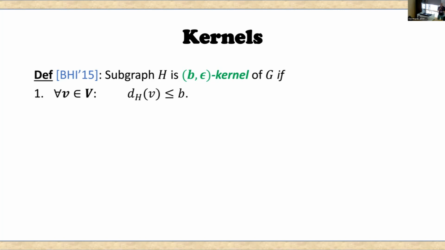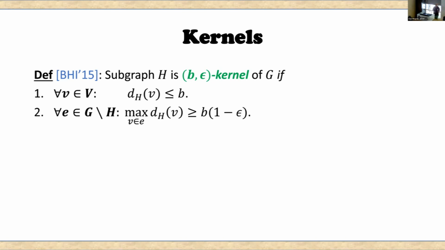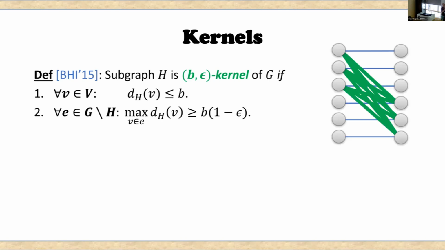And on the other hand, for every edge we decided not to take into the kernel, into the subgraph, we want that at least one of its endpoints essentially has this constraint tight, up to some slack parameter. That's what's written here, in maybe too much notation. Every edge in the graph, but not in the kernel, has one endpoint of degree almost B.